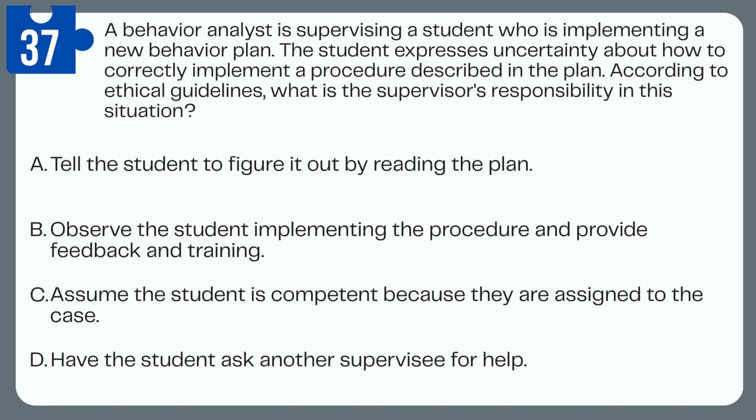Question 37. A behavior analyst is supervising a student who is implementing a new behavior plan. The student expresses uncertainty about how to correctly implement a procedure described in the plan. According to ethical guidelines, what is the supervisor's responsibility in this situation? A. Tell the student to figure it out by reading the plan. B. Observe the student implementing the procedure and provide feedback and training. C. Assume the student is competent because they are assigned to the case. D. Have the student ask another supervisee for help.